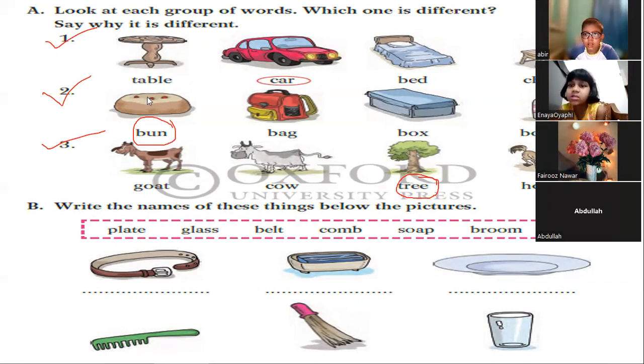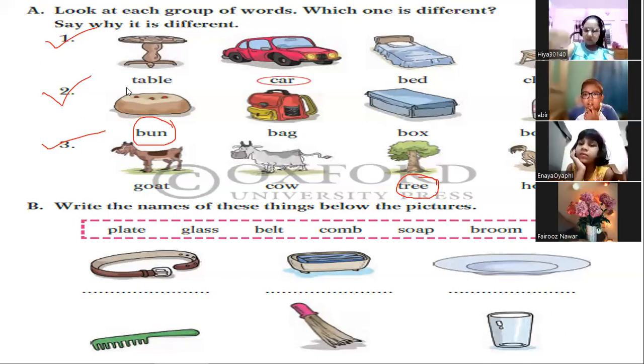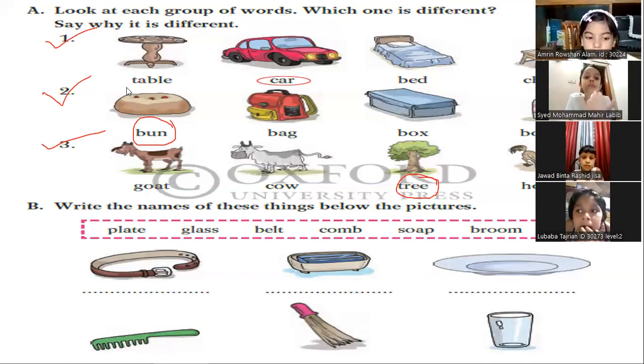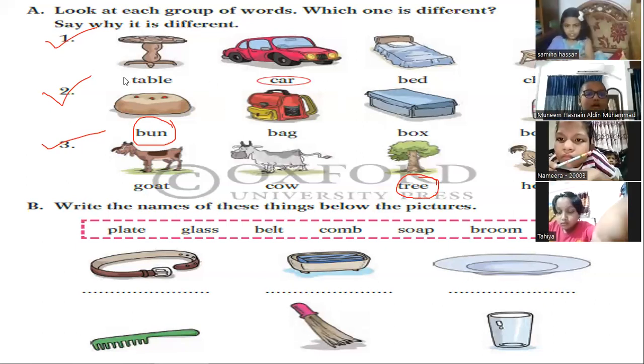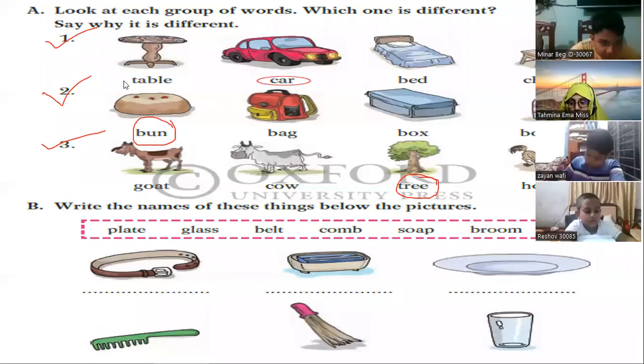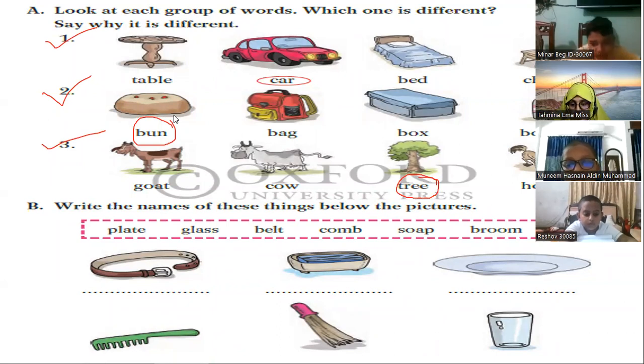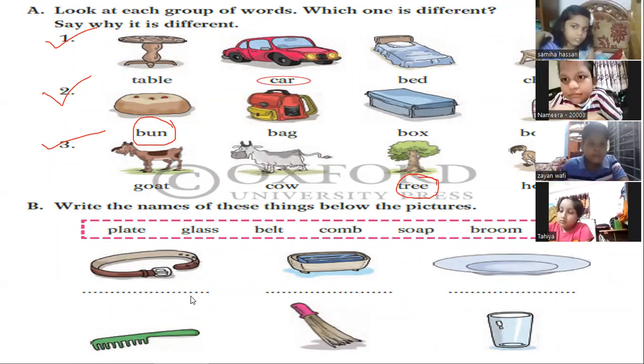So now you can see that among all the words that looked alike, there are some differences. Then all of them are key. Which parts of speech are all of them? Belt. I am asking which parts of speech these words are. Noun. Very good, Munim. Yes. Every single name is a noun here. Very good. Thank you. So now let's move to B.